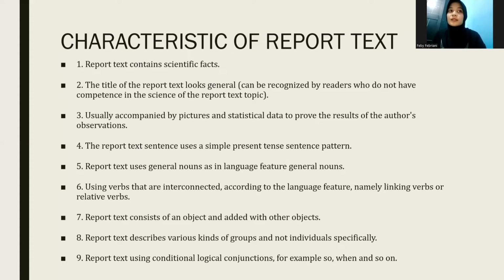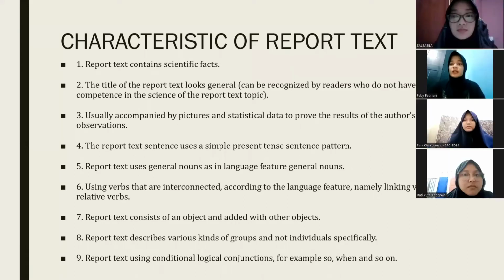Fifth, report text uses general nouns as in language feature general nouns. Sixth, using verbs that are interconnected according to the language feature, namely linking verbs or relating verbs. The seventh is report text consists of an object and its relation with other objects. Eighth, report text describes various kinds of groups and not individuals specifically. And the last, report text uses conditional logical conjunctions, for example, so, when, and so on.